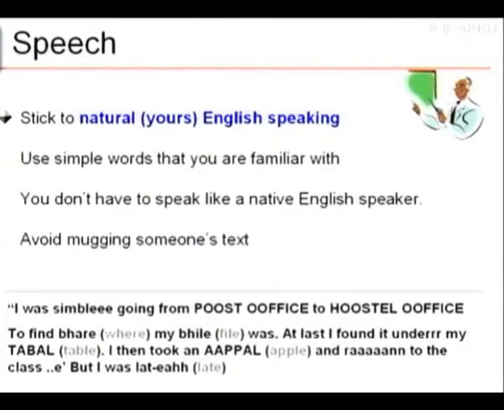And then I have a statement I just want to demonstrate. I was simply going to post office to hostel office to find where my file was. At last I found under the table. Then I took an apple and ran to the class, but I was later. So you might have seen this kind of accent from among your friends. It's okay. That's what I want to say. It's okay depending on the regional, mother tongue touch.